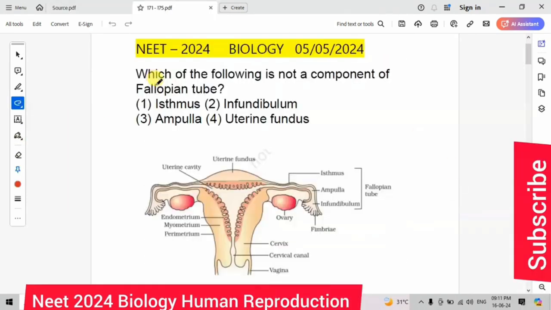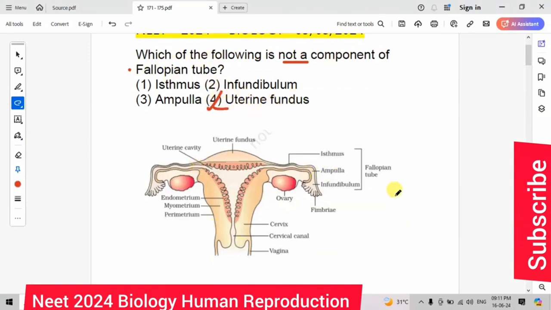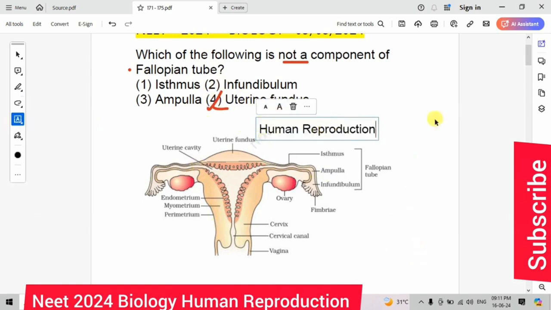Thank you. Which of the following is not a component of the fallopian tube? It is option 4, uterine fundus, is the answer. You can see the female reproductive system and the fallopian tube in the diagram, and this is from the chapter known as human reproduction. Thank you.